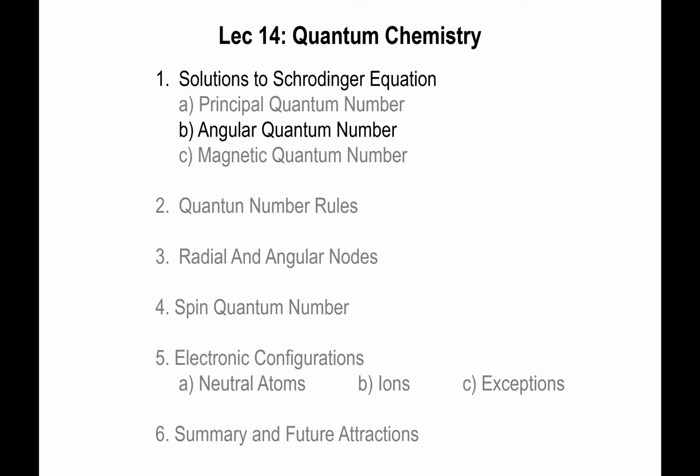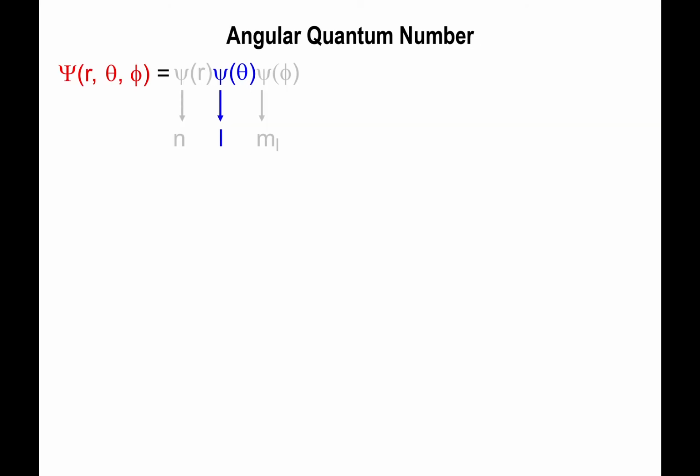Now the angular quantum number, this is something new that the Schrodinger equation actually brings into the picture. And this has to do with one of the angular components of the wave function, and it's given the symbol L, little l to be most exact. And what this is basically telling you as a number is how many nodes the wave function of the electron contains within itself.